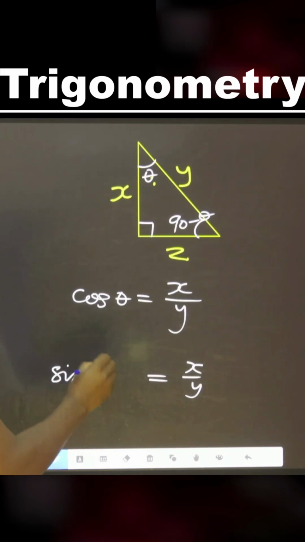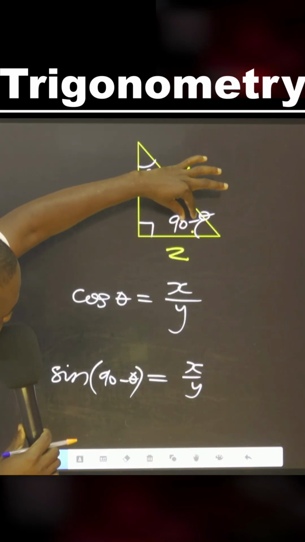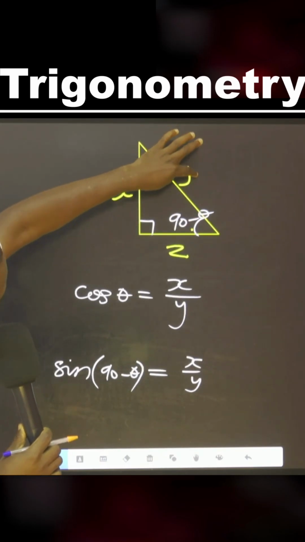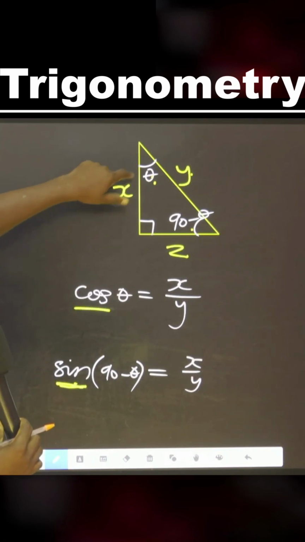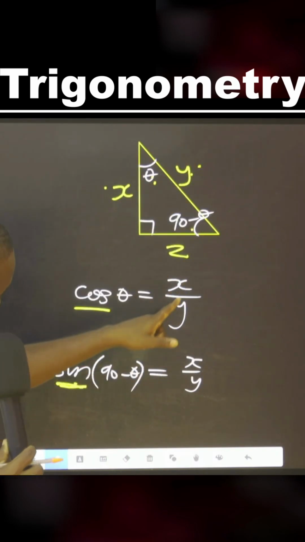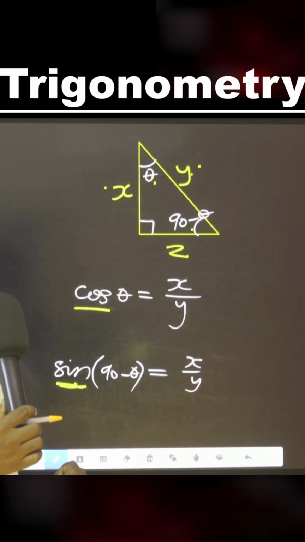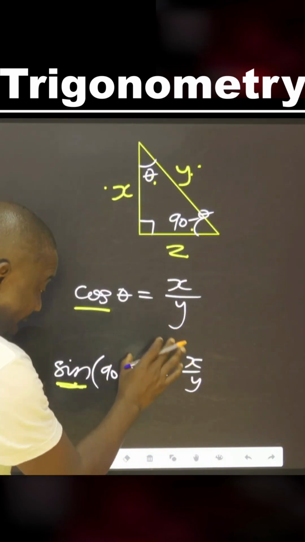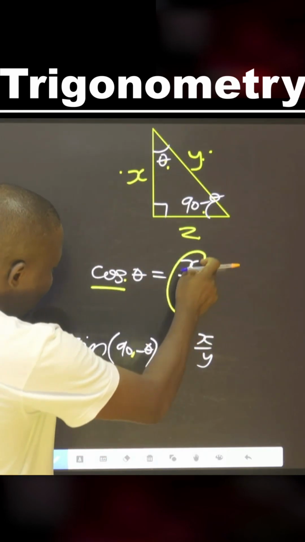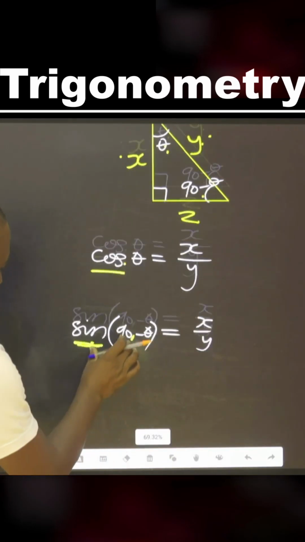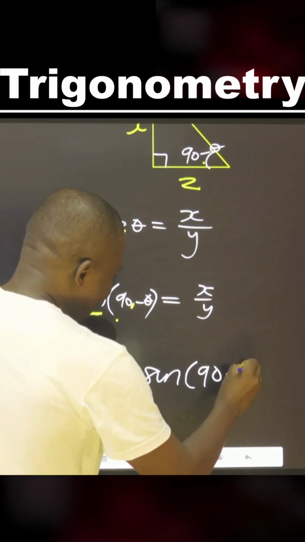Sine of what? Sine of this 90 minus theta. So you can see the sine of this 90 minus theta is opposite over hypotenuse. That is for sine. For cos it is adjacent over hypotenuse. So you can see at the end of the day, we are having the same thing, but the difference is the angle. Okay? If you agree with me on this, we can therefore say this and this are equal. I can simply write now cos theta is equal to sine of 90 minus theta.